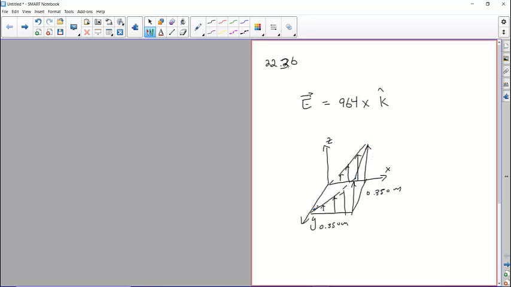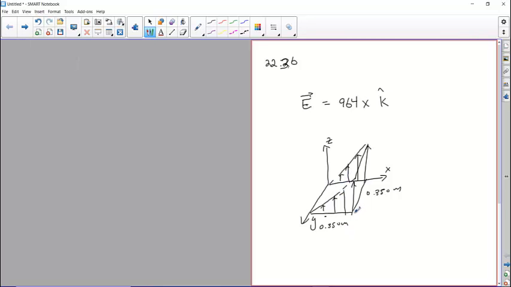Now as far as a function of y, it's not a function of y, so it's the same at any plane perpendicular to the xy plane. So this is how I would represent it as a vector, 964x times k.